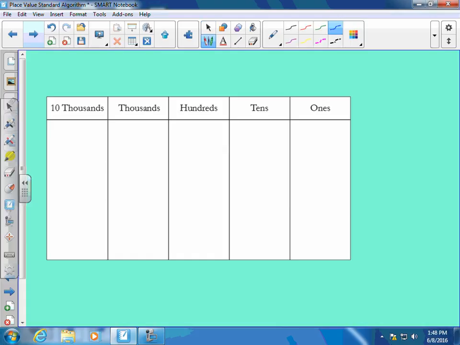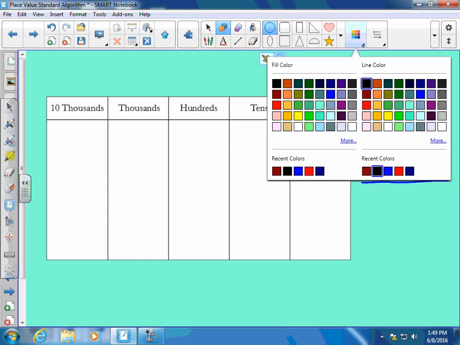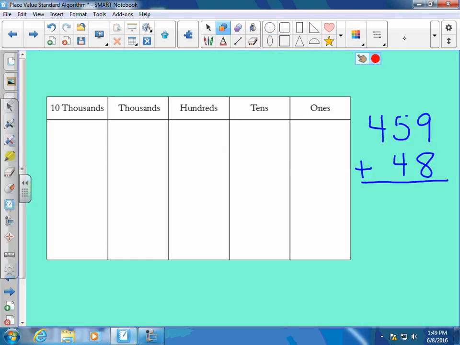First problem we're going to work is 459 plus 48. We're going to begin by placing place value chips in the place value chart to represent 459. We're going to place 9 ones in the ones column, 5 tens in the tens column, and 4 hundreds in the hundreds column.